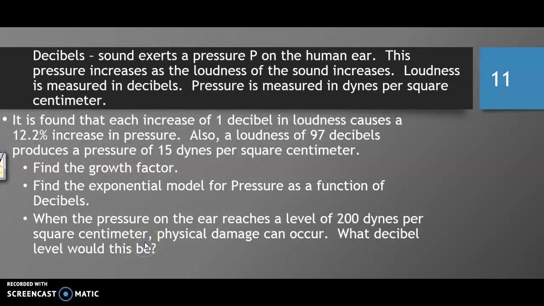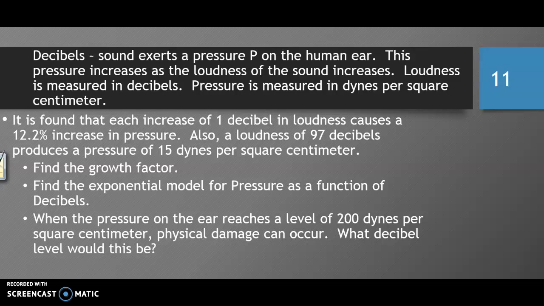Hello, in this example we are looking at decibels. Decibels are talking about sound. So we know that sound exerts a pressure P on the human ear. This pressure increases as the loudness of the sound increases. Loudness is measured in decibels, and pressure is measured in dynes per square centimeter.